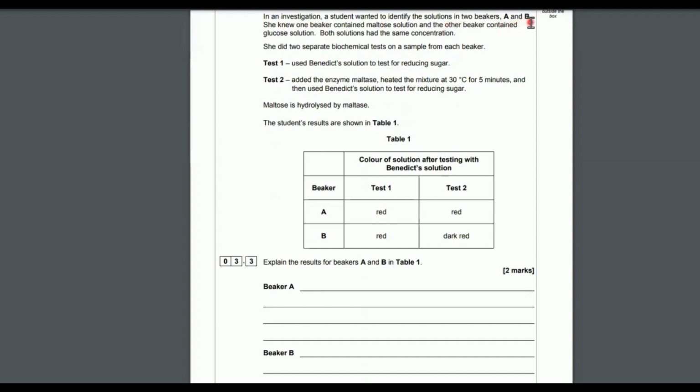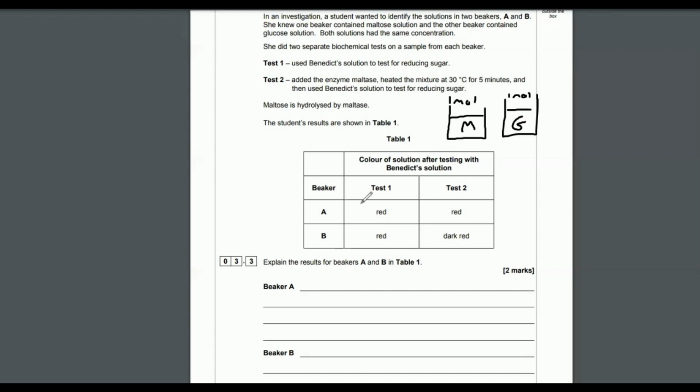Right, let's move on. In an investigation, a student wanted to identify the solutions in two beakers, A and B. She knew one beaker contained maltose solution and the other beaker contained glucose solution. So let's label one of these M for maltose and one G for glucose. Both solutions had the same concentration. She did two separate biochemical tests on each beaker. Test 1, she used Benedict's test on each beaker to see if there's a reducing sugar. Test 2, she added the enzyme maltase and then repeated the Benedict's test at a temperature of 30 for 5 minutes.